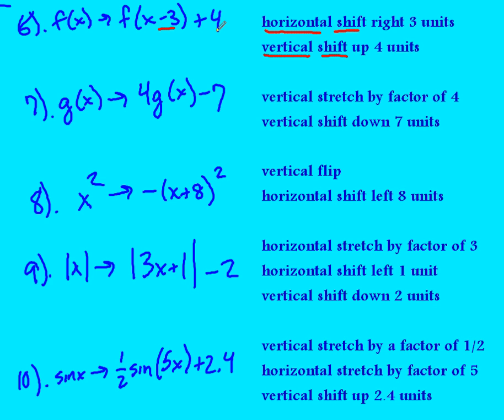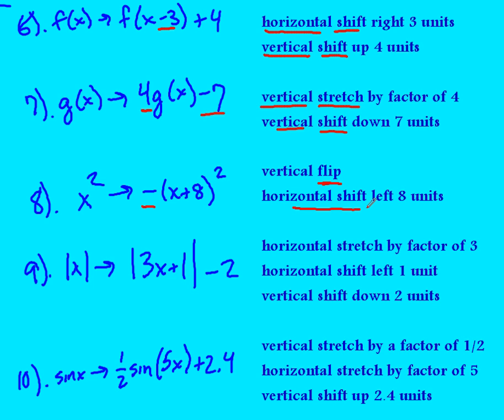Number 7, multiplying by 4 on the outside, multiplying means stretch, outside means vertical, so it's a vertical stretch by a factor of 4. And then the -7 on the outside means vertical shift, and it's down 7 units. Number 8, the multiplication of -1 just means it's a flip. It's outside, that's why it's a vertical flip. And the +8 inside, that means it's a shift on the horizontal level because it's inside, and it's left 8 units as a result.